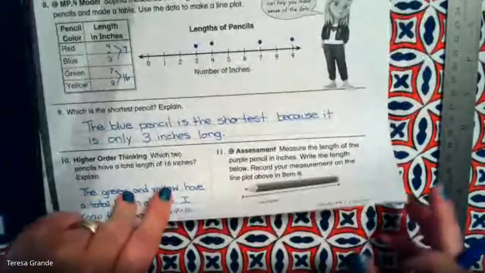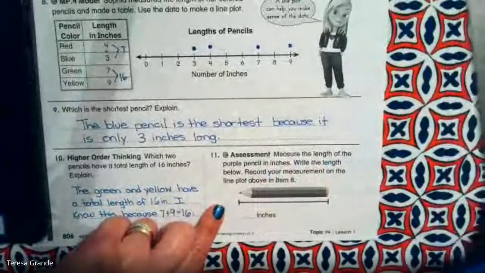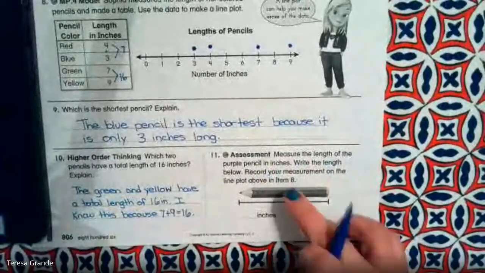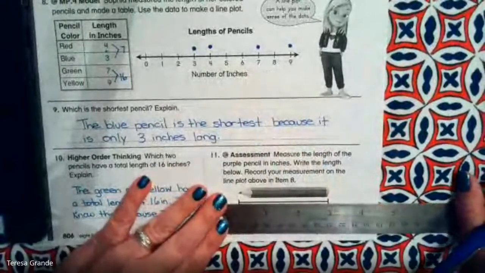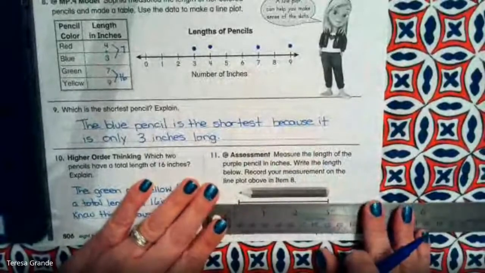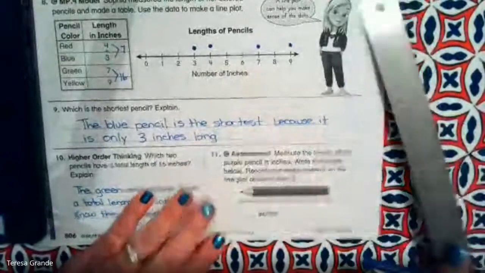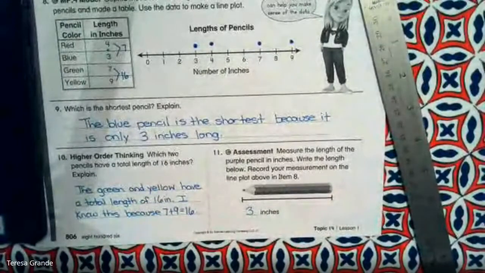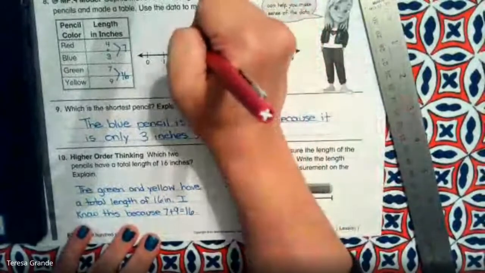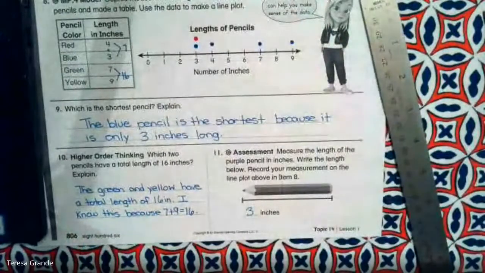Now we're going to take one last look at number 11. Measure the length of the purple pencil in inches. Write the length below and record your measurement on the line plot up here for number 8. All right, let's take a look there. 1, 2. Right, it is 3 inches. So where are we going to put this dot? I'm going to use a different color so we know that it's number 11. Right, we're going to put it right above the other dot that's at the number 3.